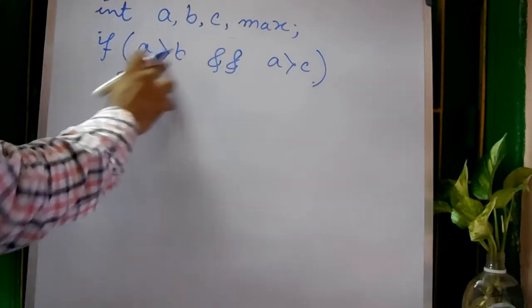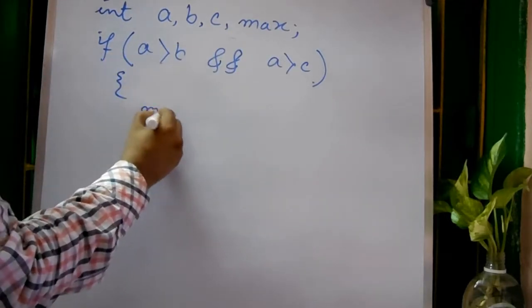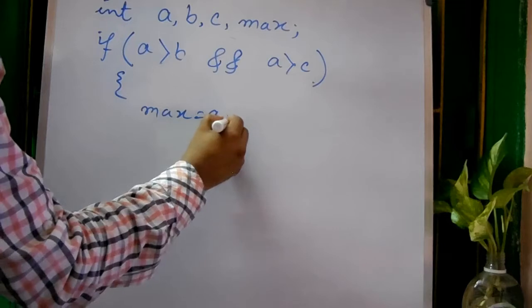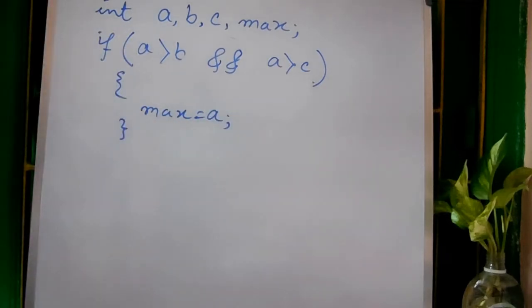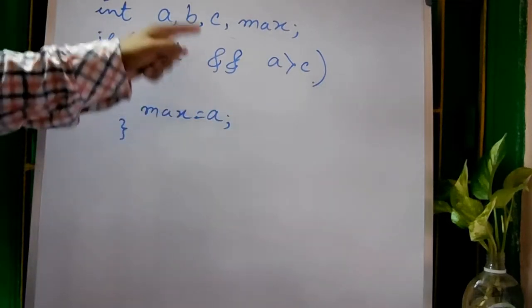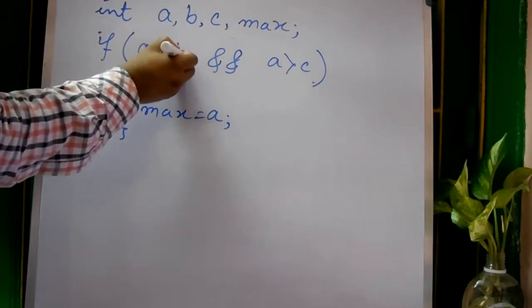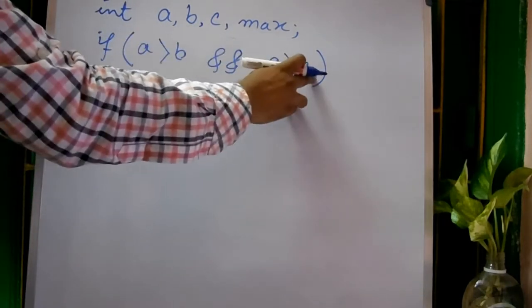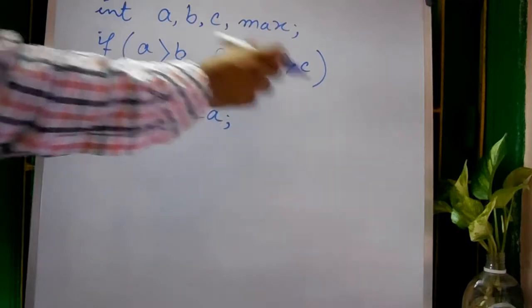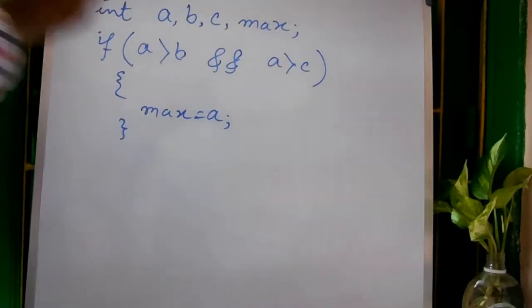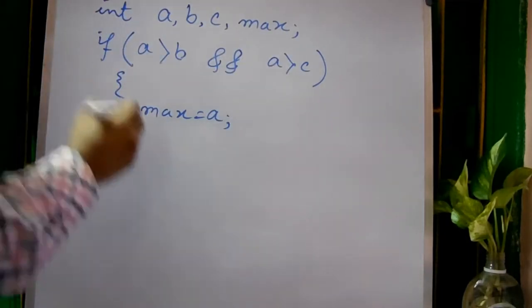If it happens, what will happen then? Max will be A. Max value will be A, which means A is the maximum. That means if A is greater than both B and C, A is the maximum.